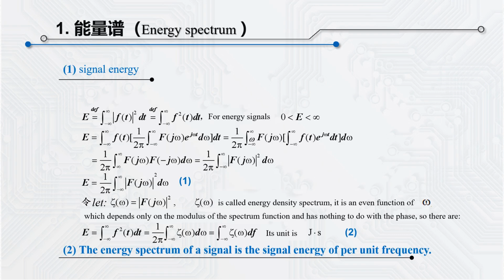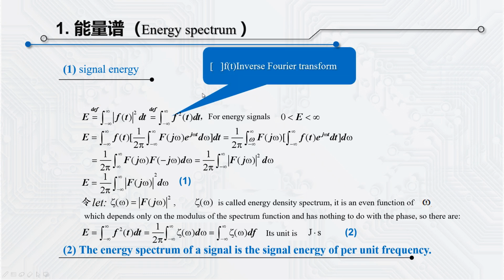First, let's look at energy spectrum. This is the definition of signal energy. It is the integral of the square of the absolute value of signal. It can also be expressed as the integral of f squared. For an energy signal, E is greater than 0 and less than infinity.